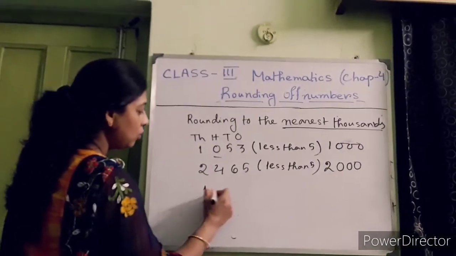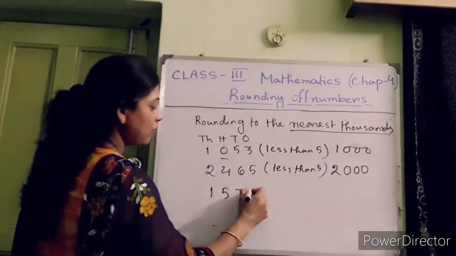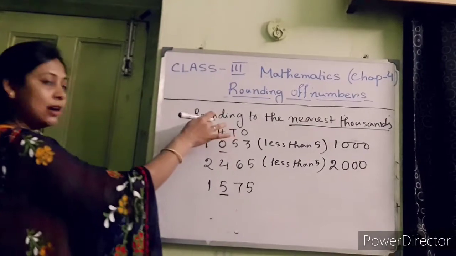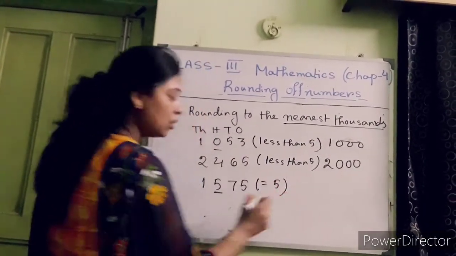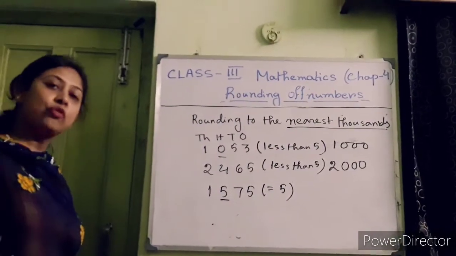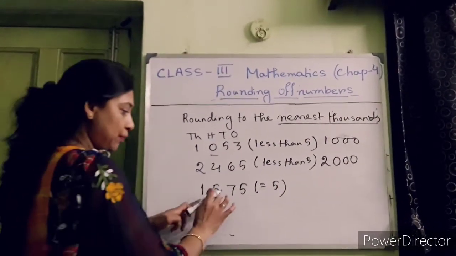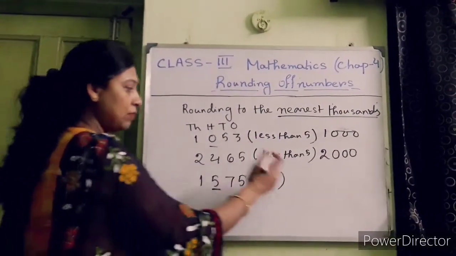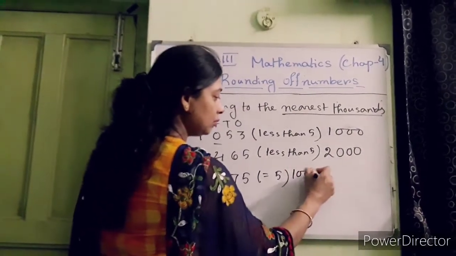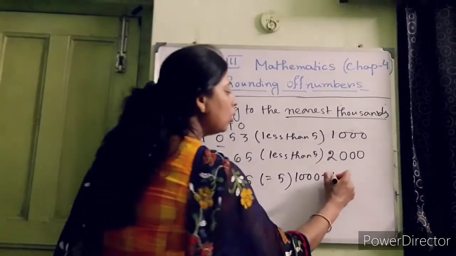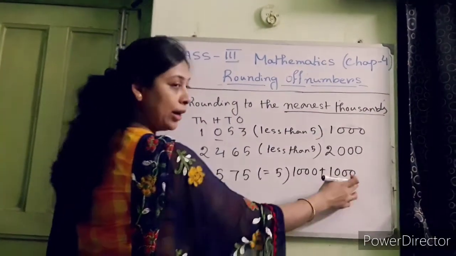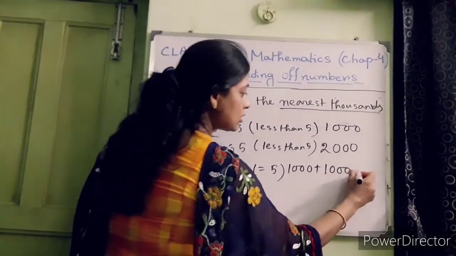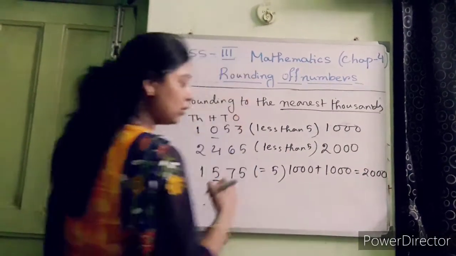Another number: 1575. Here 5 is present in the 100 place. So it is equal to 5. So first you have to put 0 in the 100, tens and 1 place. After that you will add 1000, because here it says nearest 1000. You have to add 1000 and your answer will be 2000.